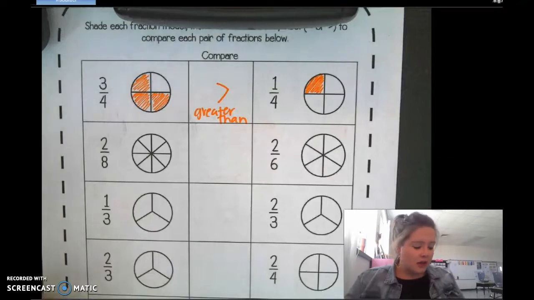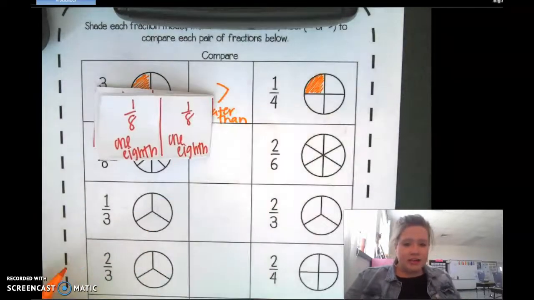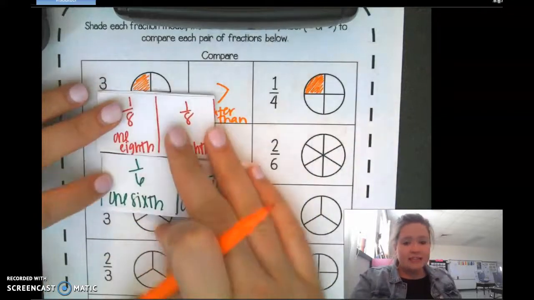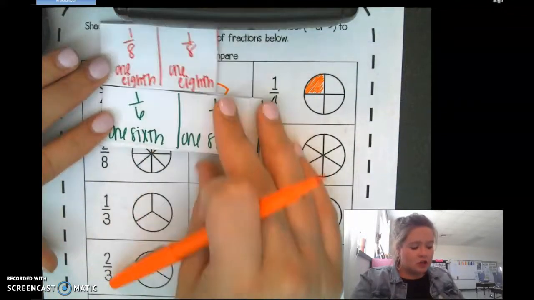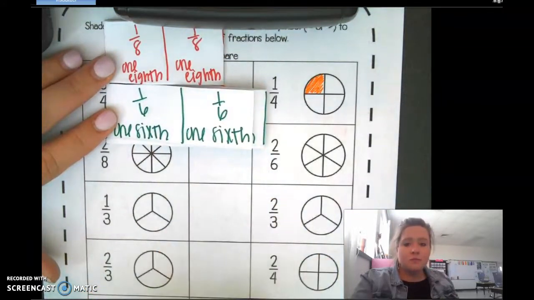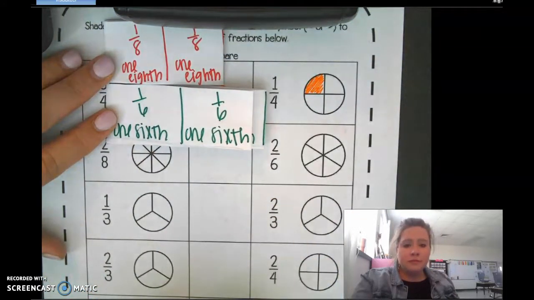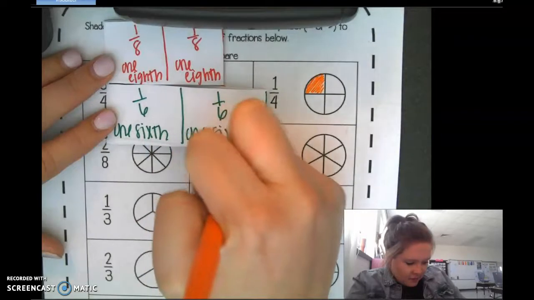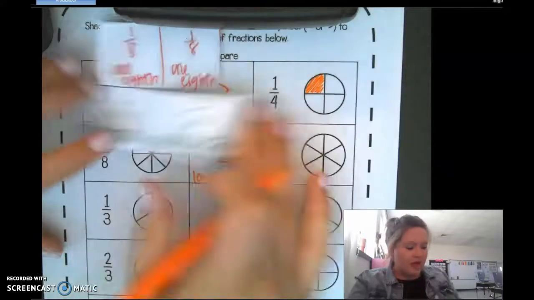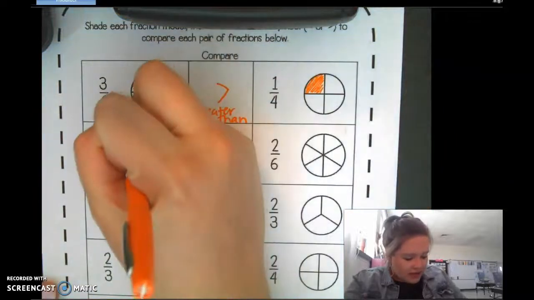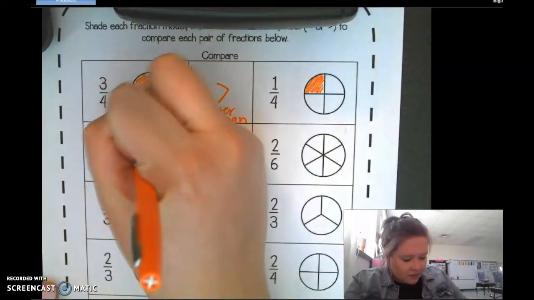Good. Okay, so I'm going to lay my fractions down. There's 2/8. And here's 2/6. 2/8 is what compared to 2/6? Awesome, less than. Okay, and then you can shade in. Now, if you wanted to shade them in first, you could have done that. That's totally fine.